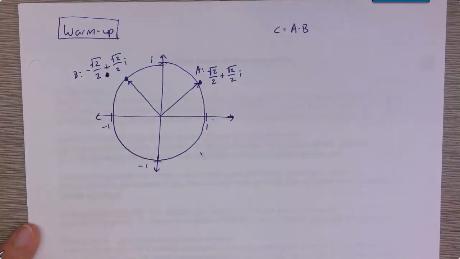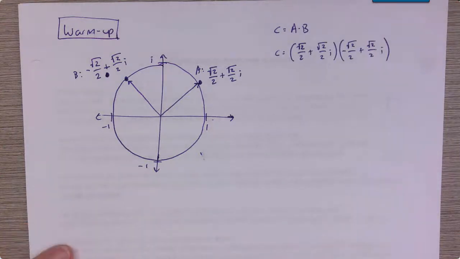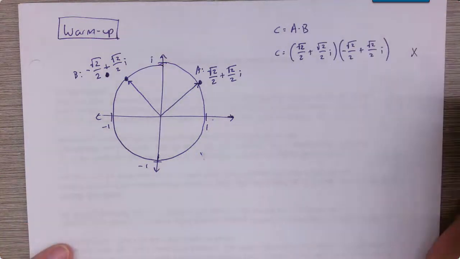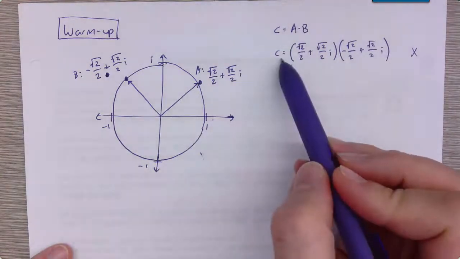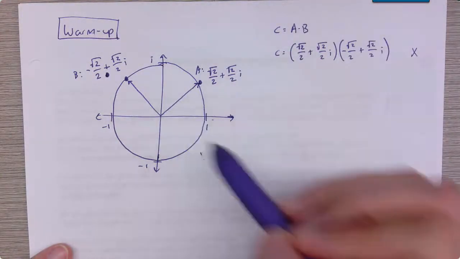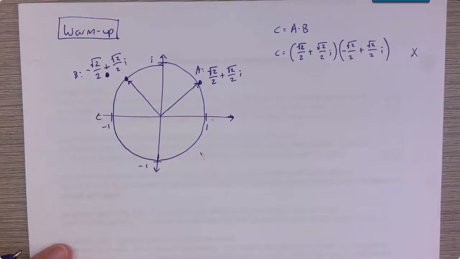Obviously, you could just multiply them, and that might feel a bit messy. Don't multiply them. Instead, use the rule. What's the rule? To find where C lands, add the angles, multiply the distances. So pause the video and think, where should it end up?